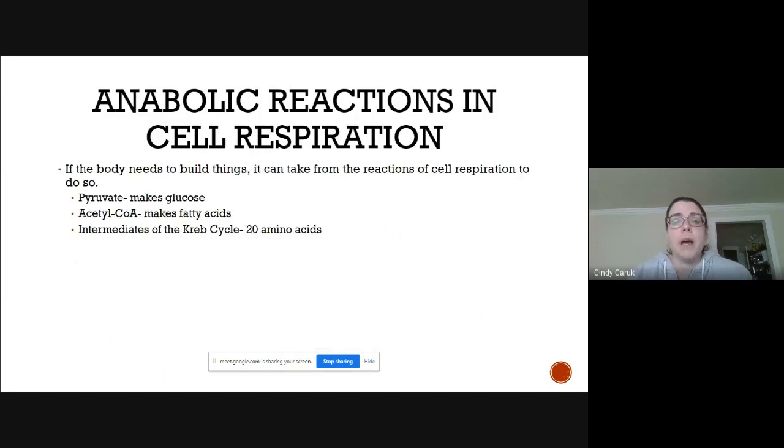Now, anabolic reactions in cell respiration. If I need to build things, I can take things from cell respiration to do that. I can take pyruvate to make glucose. From the acetyl-CoA, every two carbons I could add together to make fatty acid chains, which are going to be longer than 2 carbons. I could take intermediates from the Krebs cycle to make some of our 20 amino acids.